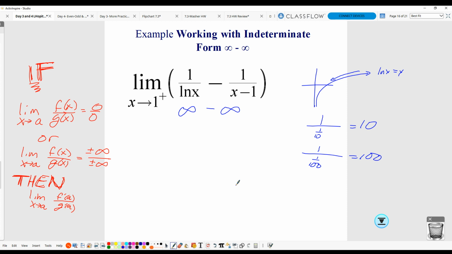Does that meet our L'Hopital's rules? No. All right. So it is not 0. Infinities can have different sizes.